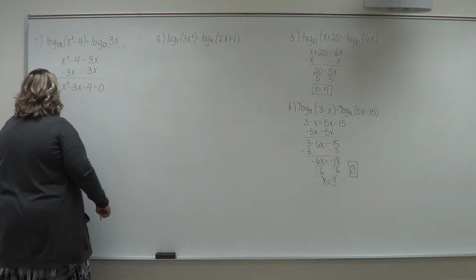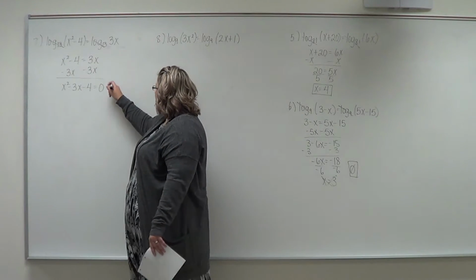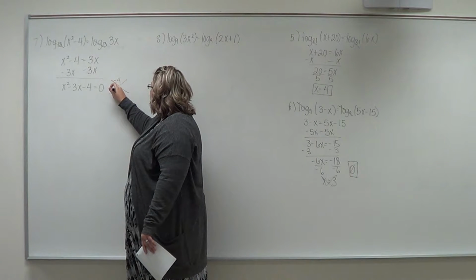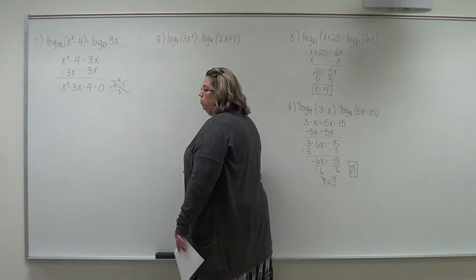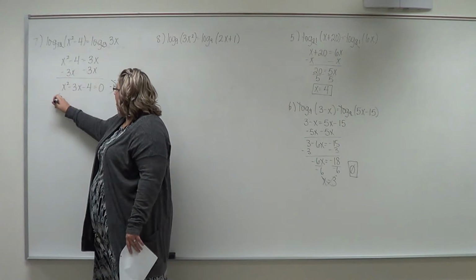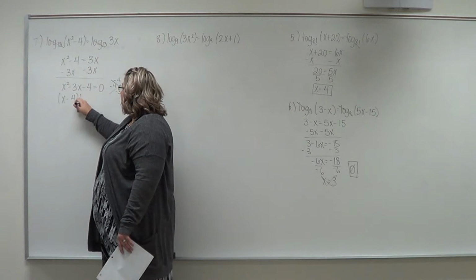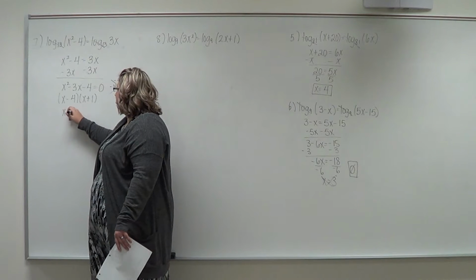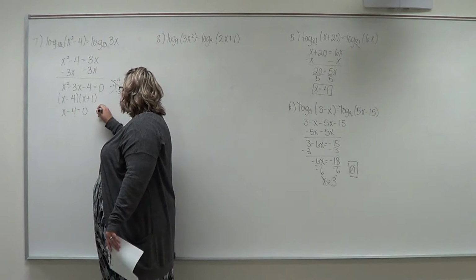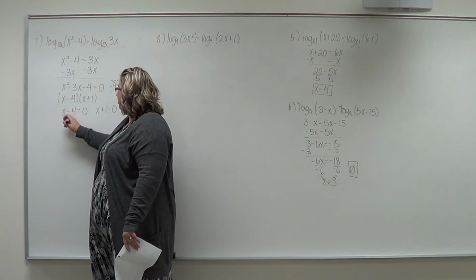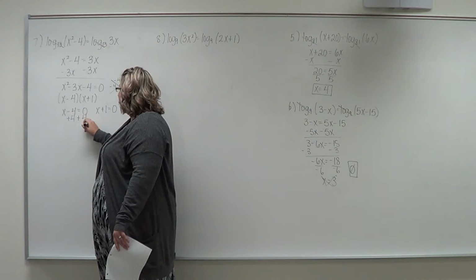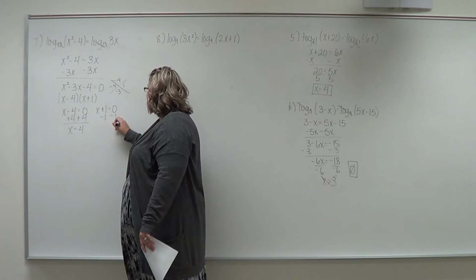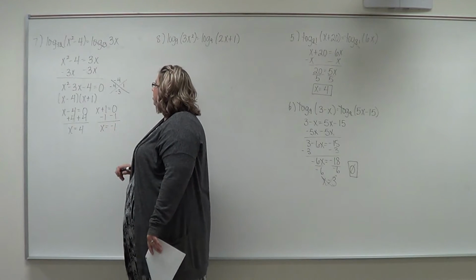And then you're going to factor this. So when I factor, multiply to get negative 4, add to get negative 3, will be negative 4 and 1. So this factors into x minus 4, x plus 1. And then I'm going to set each part equal to 0, and I'm going to solve. So if I solve this one, I would add 4. So I have x equals 4. And so I'm going to subtract 1. So I get x equals negative 1.